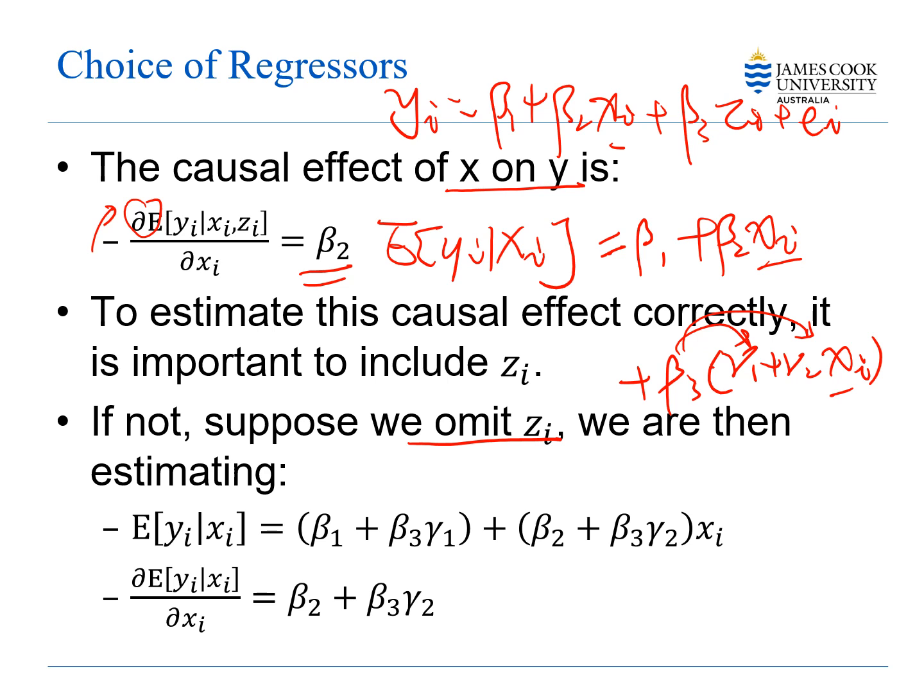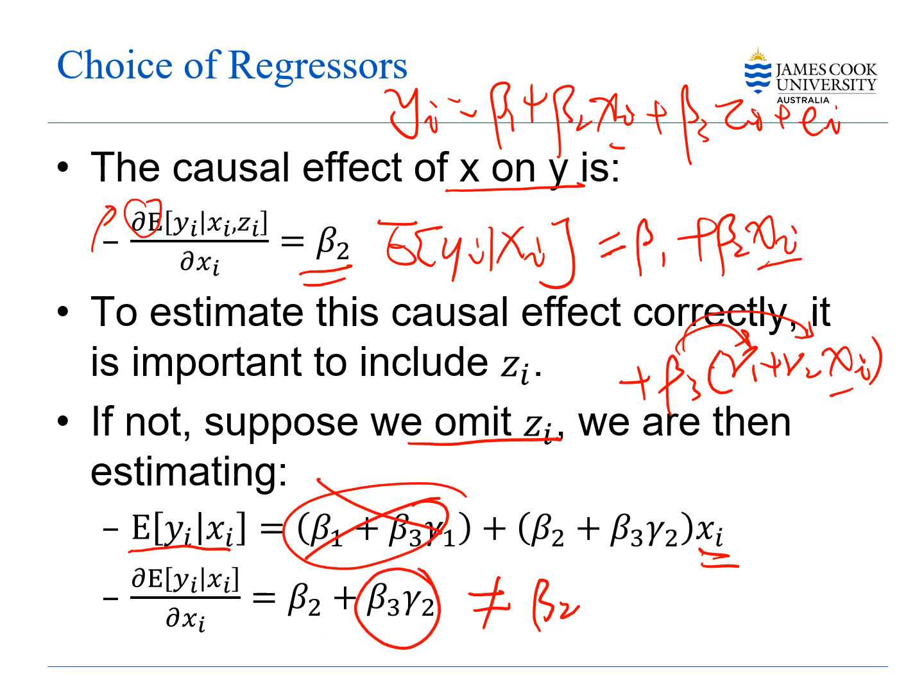Okay, so now we partially differentiate this one with respect to xi. So this constant term drops. xi is a power function, so we know that the partial derivative is this. And you notice that this is not the same as beta 2. There's an extra term here.